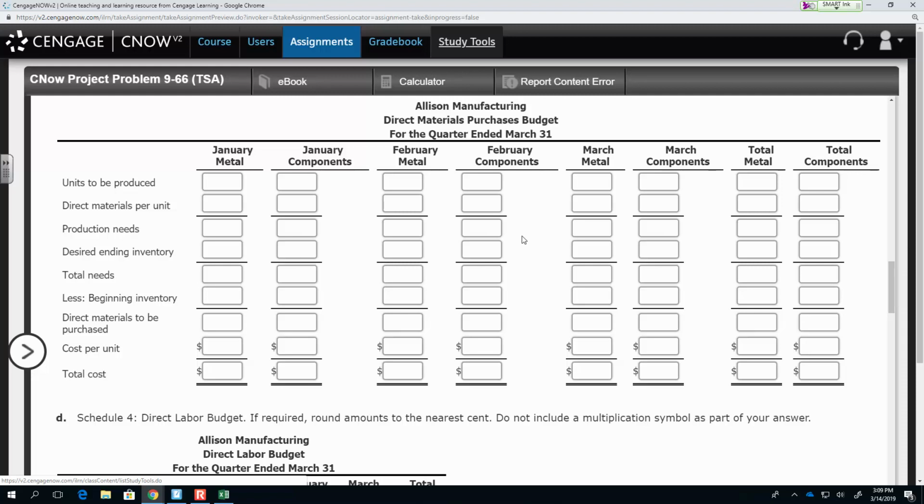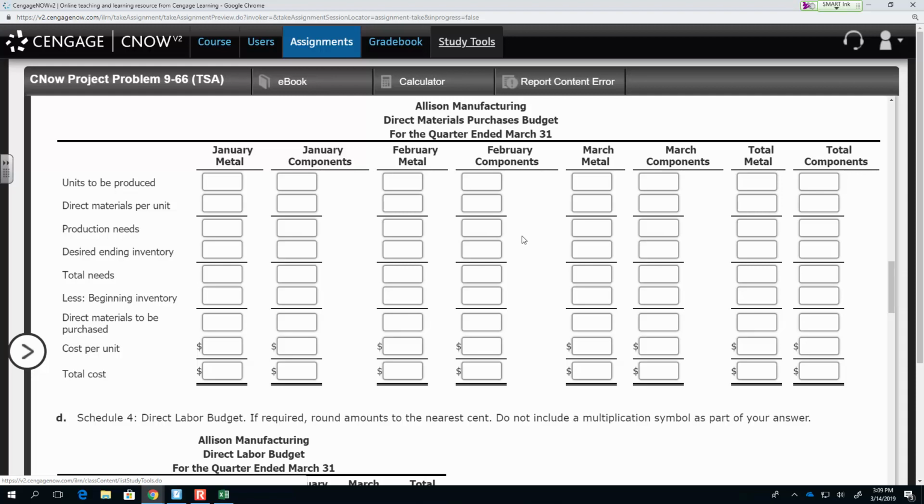Let's look at the problem. I don't know why I'm thinking of sitting. Why am I thinking of sitting? My feet are killing me, that's why I'm thinking of sitting.